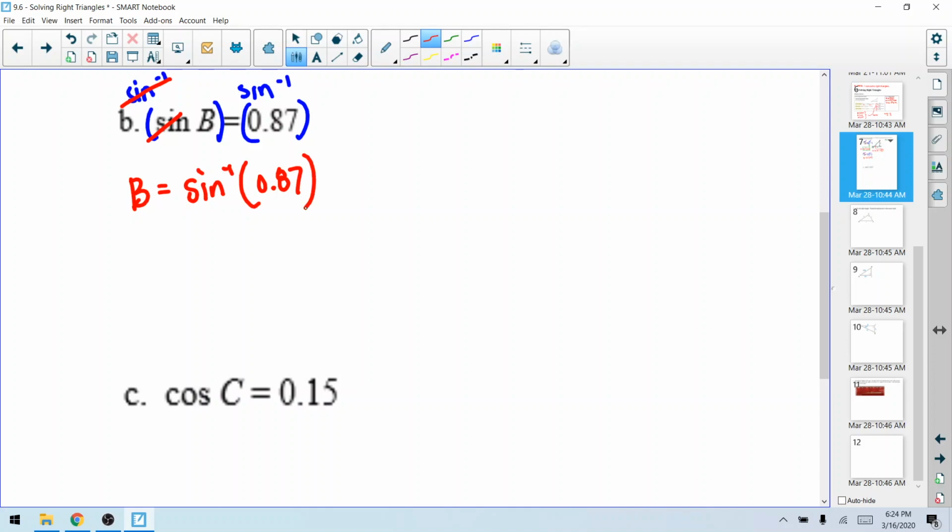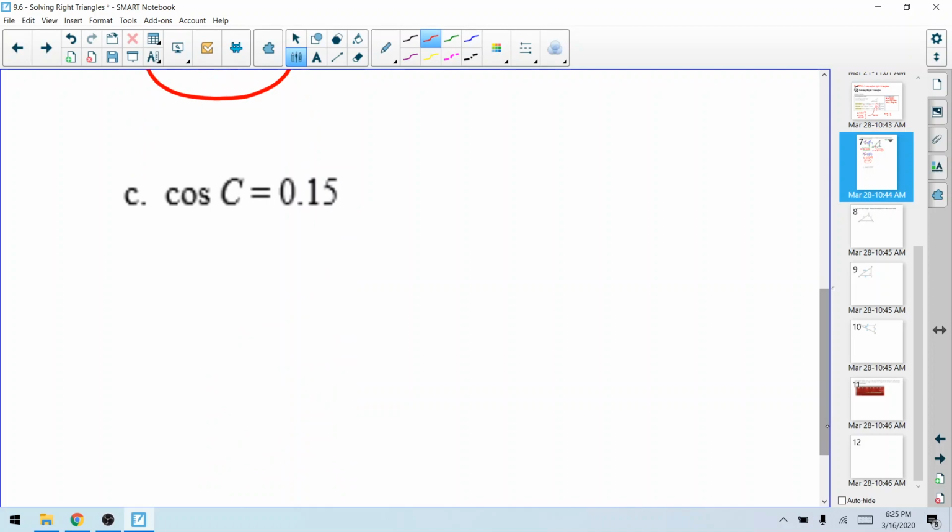Now we have the inverse sine of 0.87. Grab your calculator, hit your trig button, find your inverse sine, type in 0.87, Control Enter. So B, we're finding an angle measure here, so I'm getting about 60.45. I'm going to round that to the nearest degree: 60 degrees.